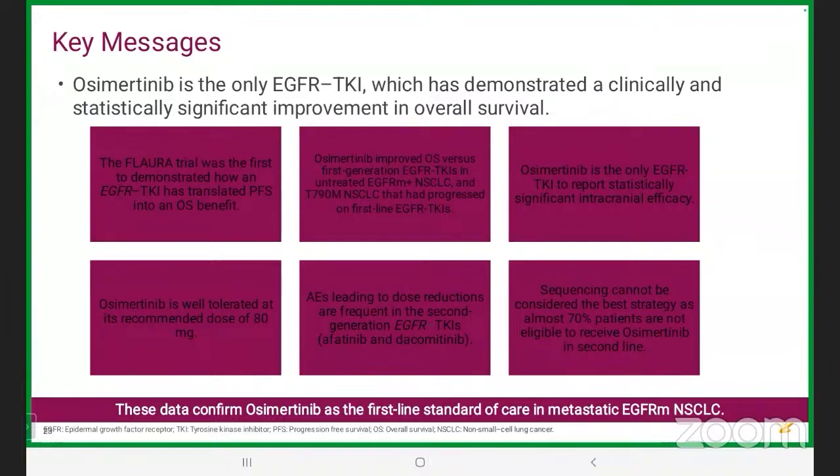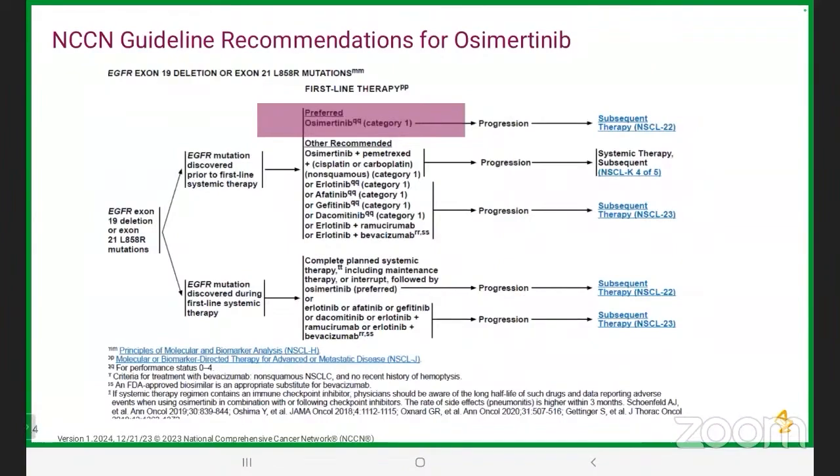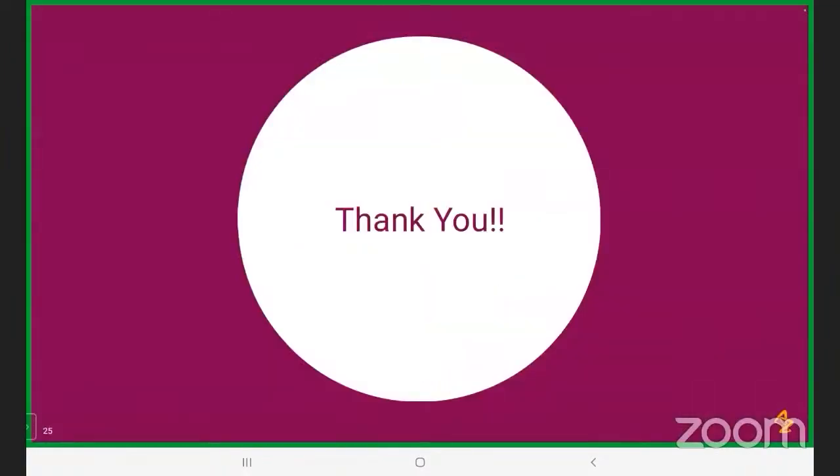So these data, of course, confirm that osimertinib is the first line standard of care in metastatic EGFR mutated non-small cell lung cancer. This is in the standard NCCN guidelines, as we all know. In exon 19 deleted and exon 21 L858R mutations, osimertinib is the preferred therapy. That would be all. Thank you.